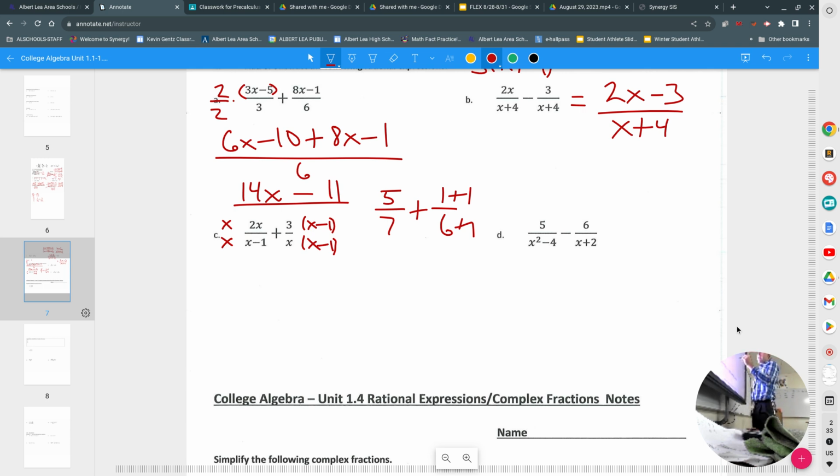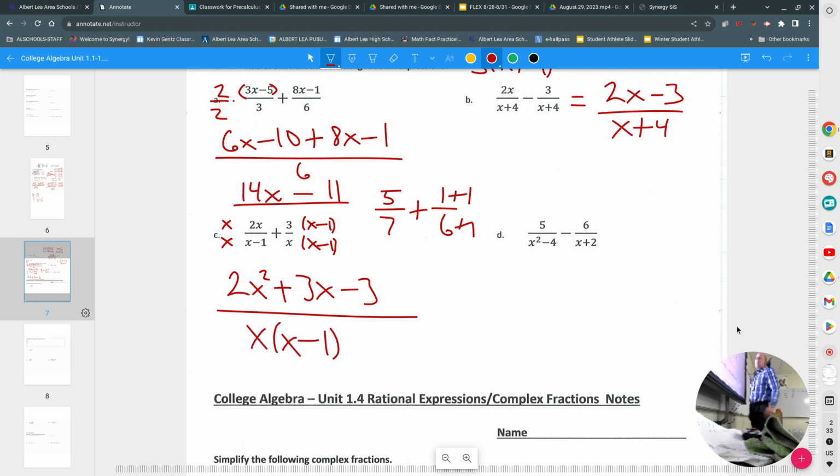Two x times x is 2x squared. Distribute the 3, I have a 3x minus 3. And in the denominator, I'm going to write it as x times x minus 1. Now, the denominator, yes, you could write it as x squared minus x. You are not required to do so. I prefer to leave the denominator in factored form. That way I could see if something would cancel otherwise.